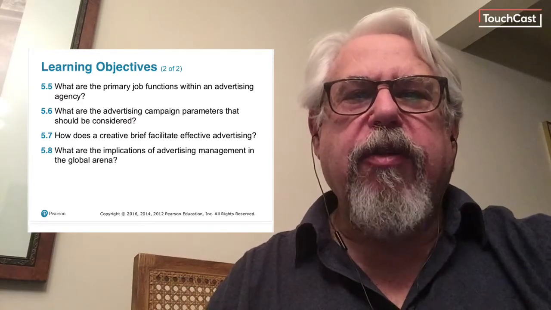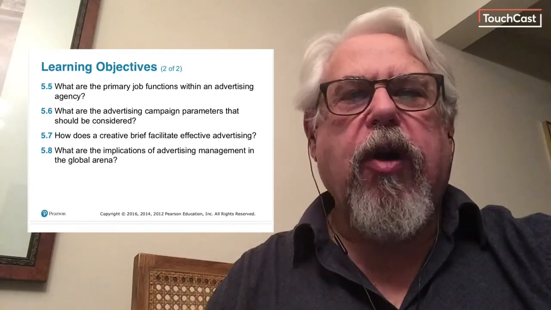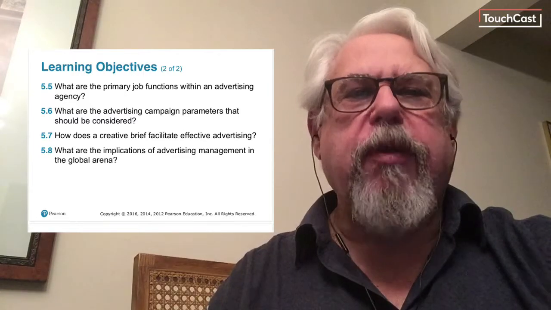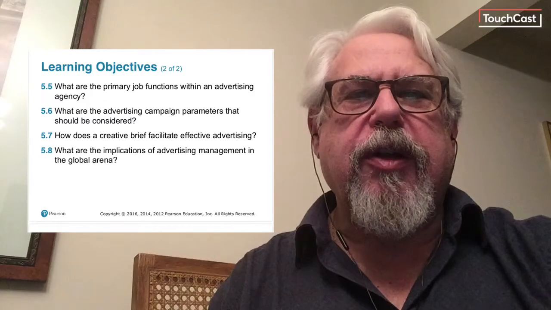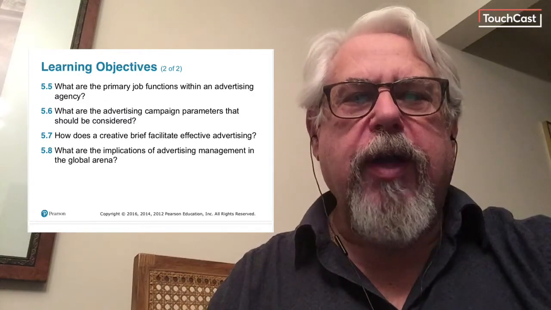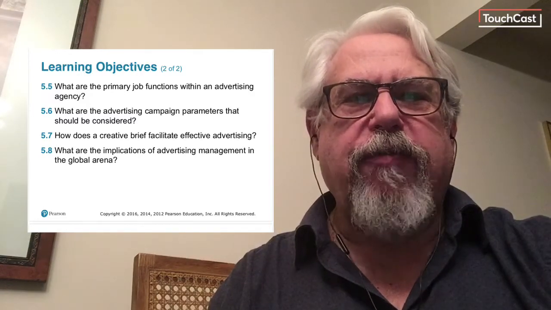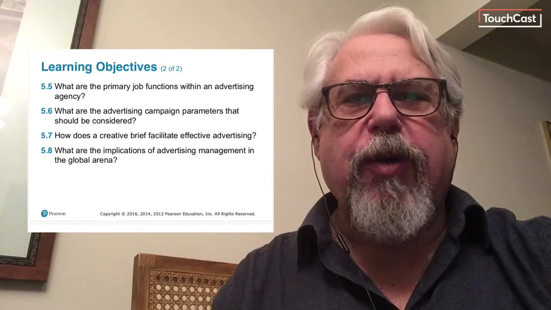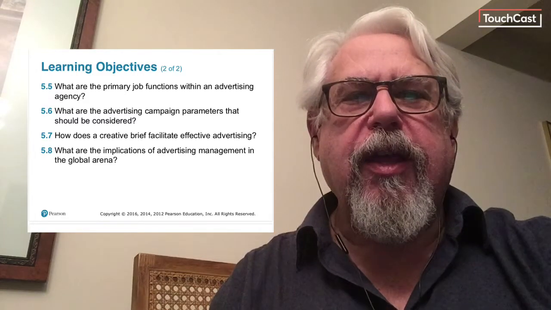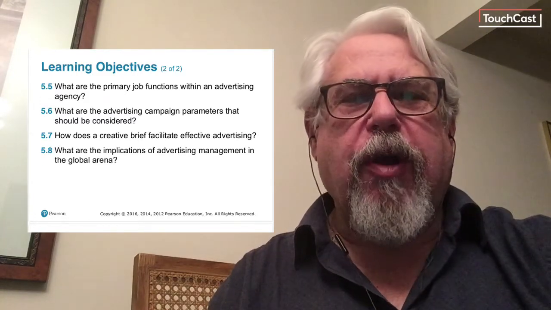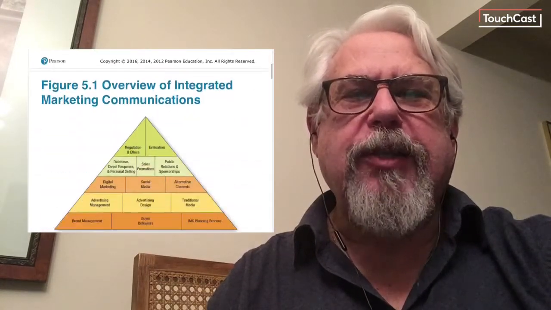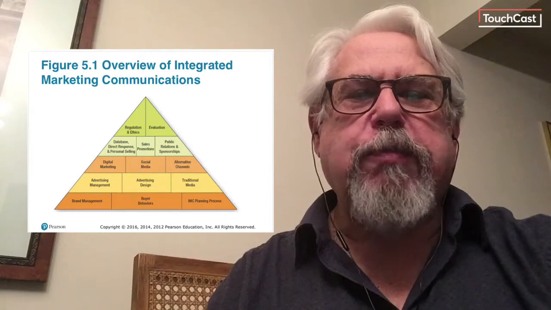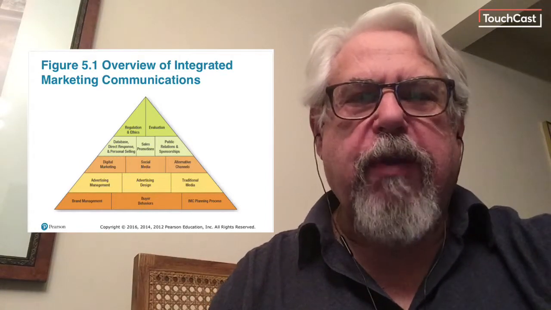And are there different things that so-called creative briefs, the summary report, if you will, should have in them to tell the client about how we will be acting to facilitate the effectiveness of the advertising that we're going to pay for and create. And a little bit about the so-called global arena, some international implications about these kinds of things. And this particular graphic we've seen before.